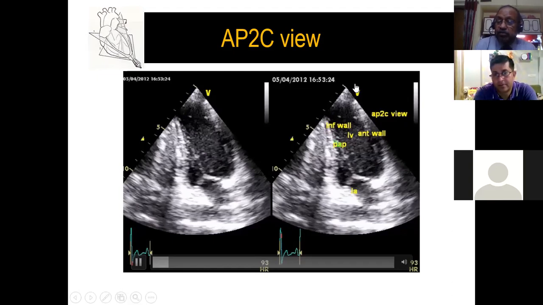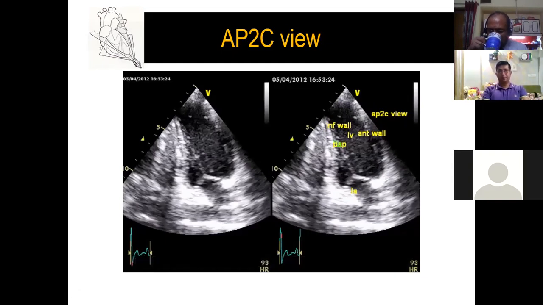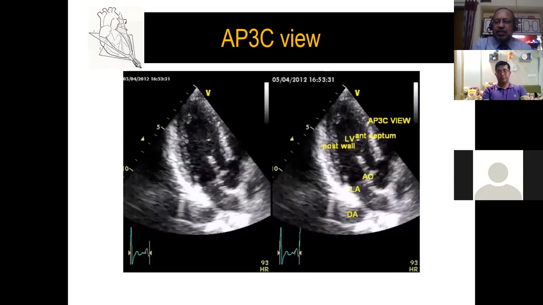In two-chamber view, we look at virtually the whole of the LAD territory. And here it helps us a lot to differentiate what kind of LAD lesion it is. And in this view, if you have involvement of inferior wall along with RV free wall, then we can be sure that we are dealing with the right coronary artery. We move further.